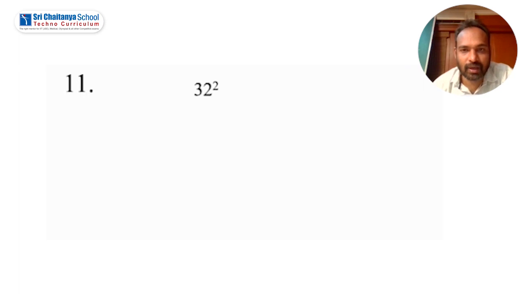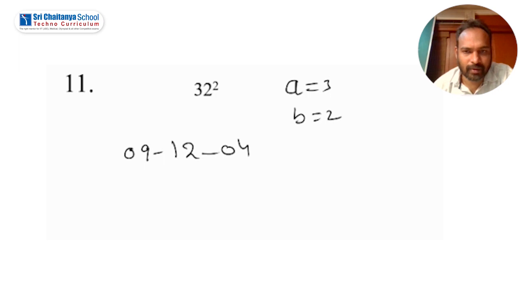Next 32 square. What's the value of A here? 3. What's the value of B here? 2. A square 9. 2AB, 2 into 3, 6, 6 into 2, 12. Then 2 square, which is nothing but B square. Do the balancing. 4. 0 will get carried forward, which will become 2. This 1 will get carried forward. 9 plus 1 is how much? 10. So the answer is 1024.